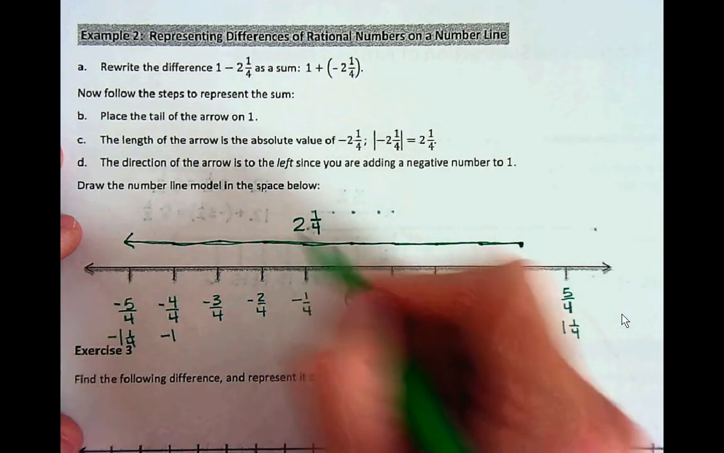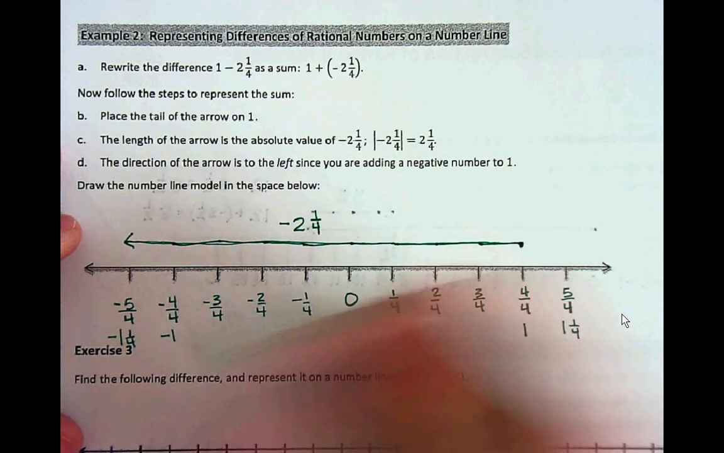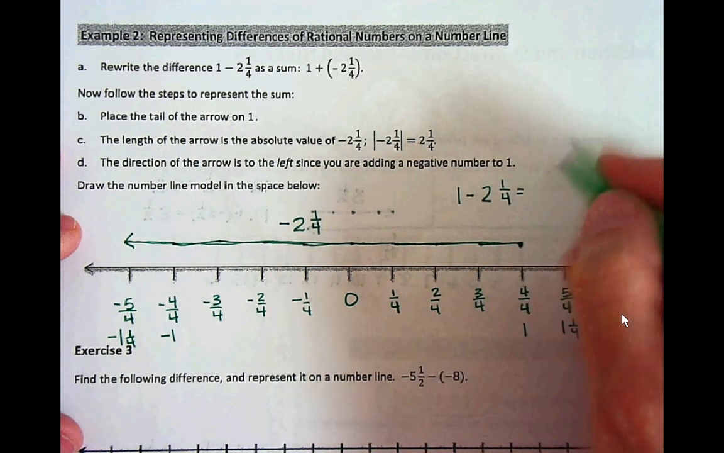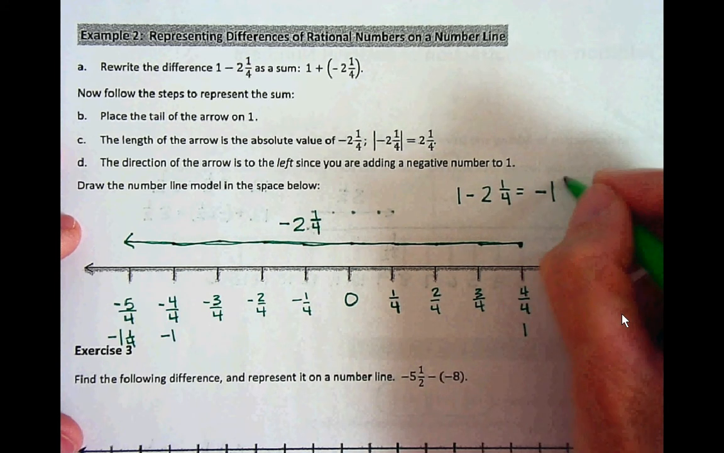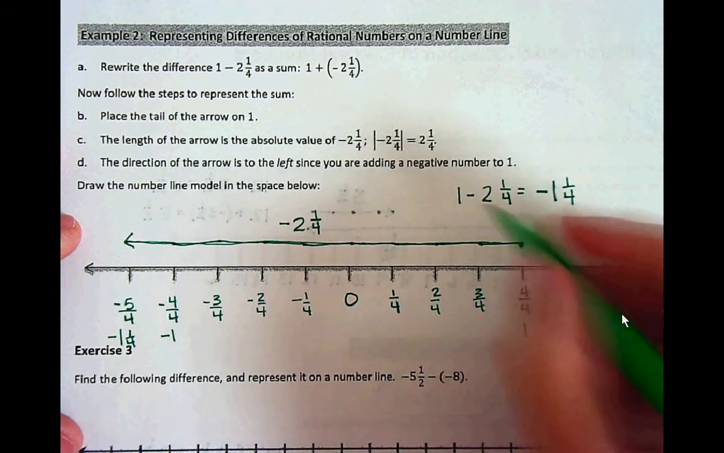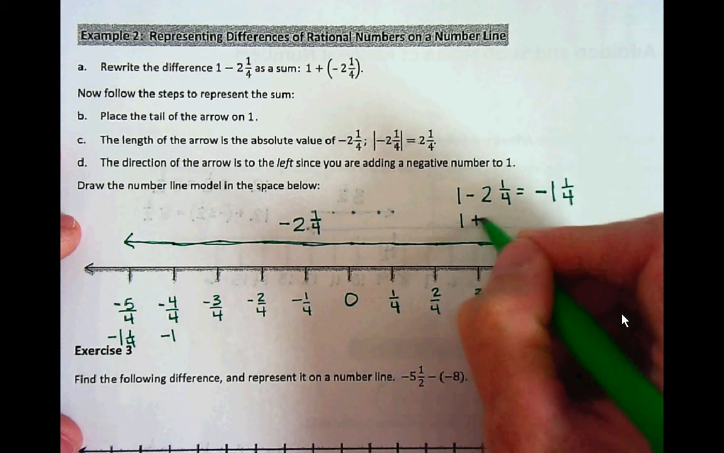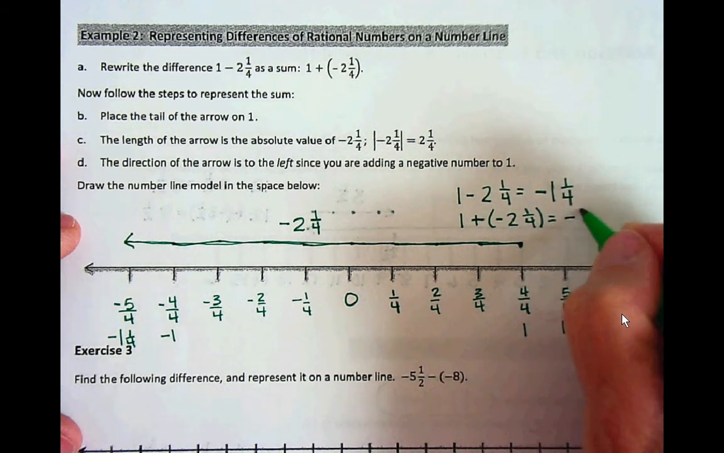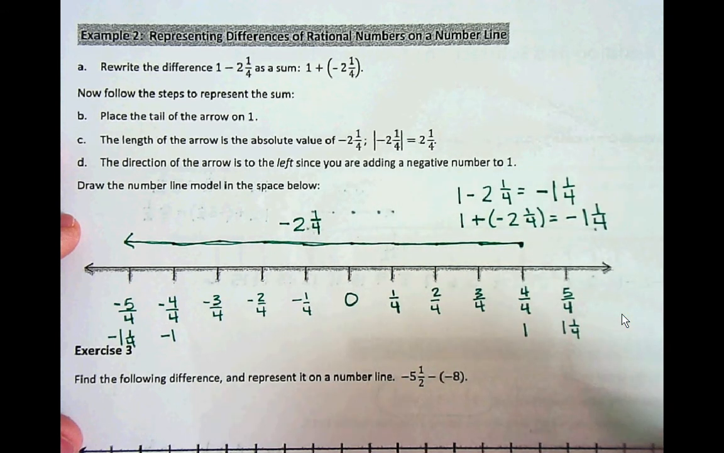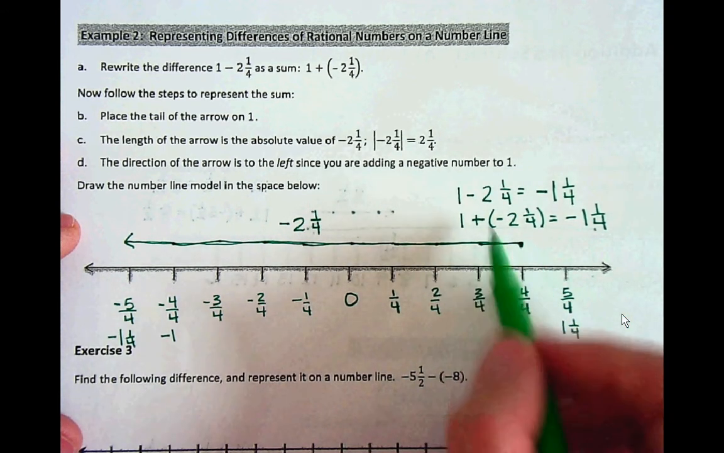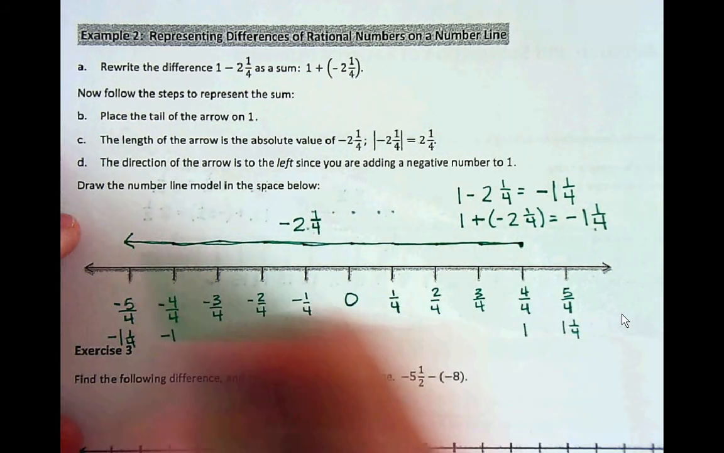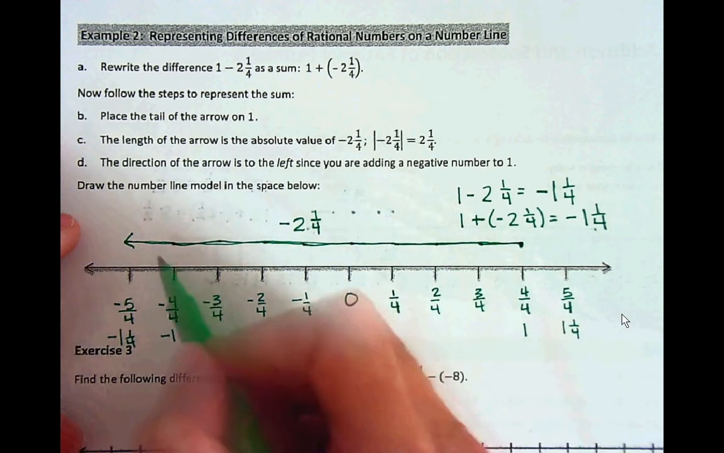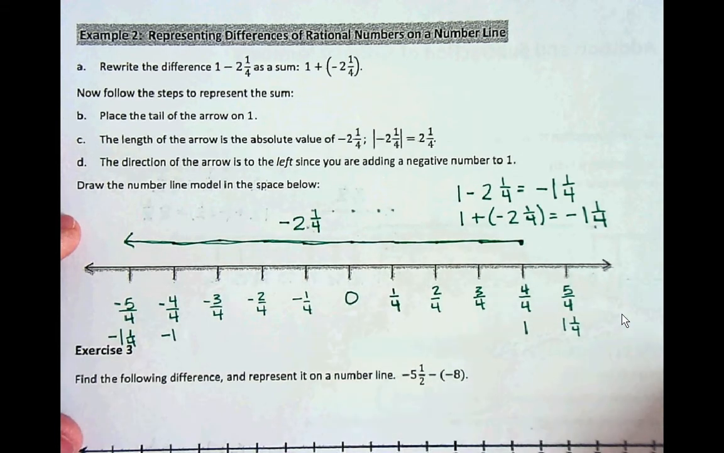Keeping in mind that this is in a negative direction because it's pointing to the left. So my answer then is 1 minus 2 1/4 is the same as minus 1 1/4. What we did was 1 plus a negative 2 1/4, and that is what got us to negative 1 1/4. So notice how if we start at 1 and we subtract 2 1/4, that is the length, but because it is also in the negative direction, we can say we're adding a negative 2 1/4, and that's still going to get us to negative 1 1/4.